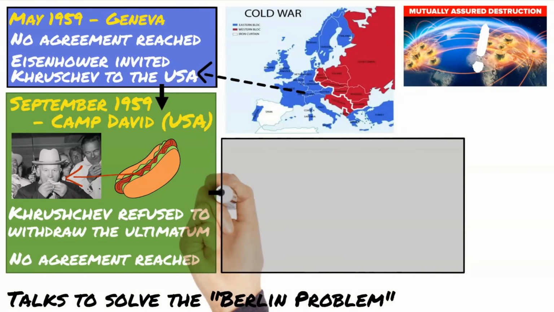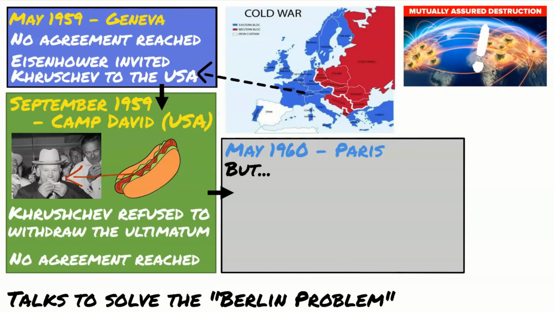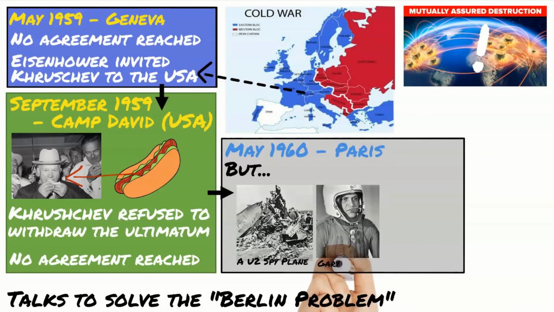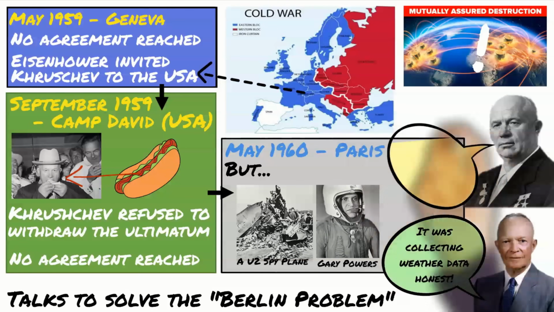Further talks were booked in for May 1960 in Paris. However, before the talks could take place, a U-2 spy plane was shot down over the USSR on the 1st of May. The Soviets captured the pilot, Gary Powers, who admitted to being a spy despite the USA's claims the plane was collecting weather data and had been blown off course. The USA refused to apologise. Khrushchev was furious and stormed out of the Paris talks.